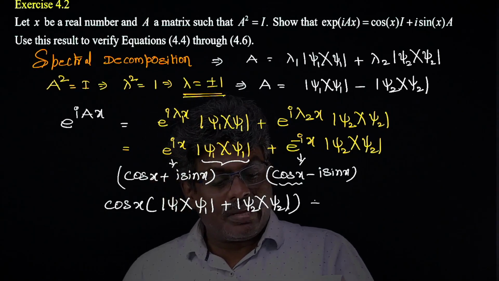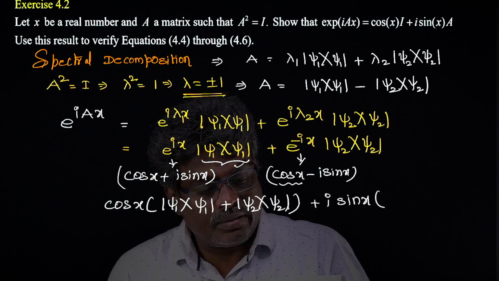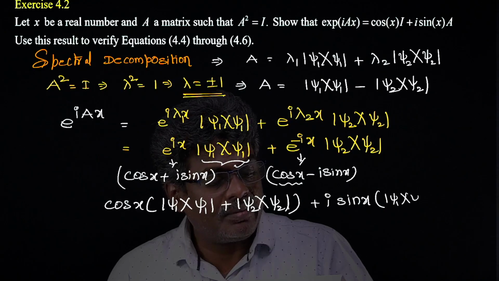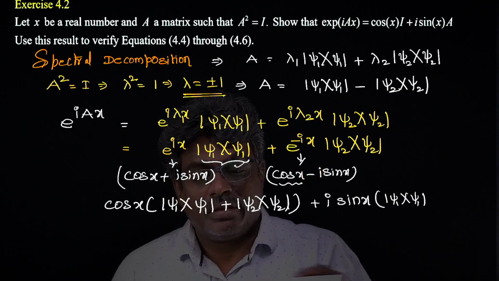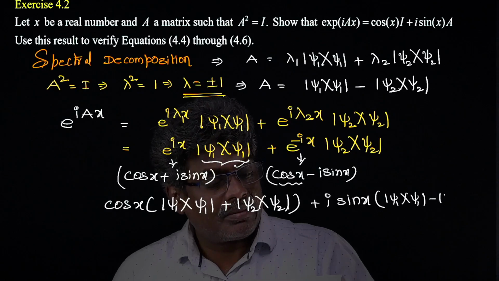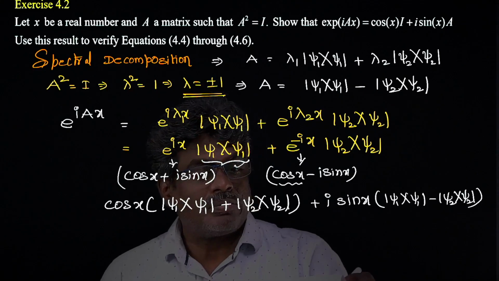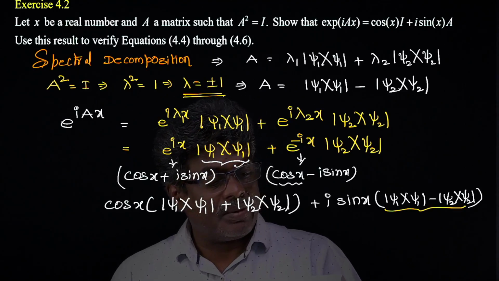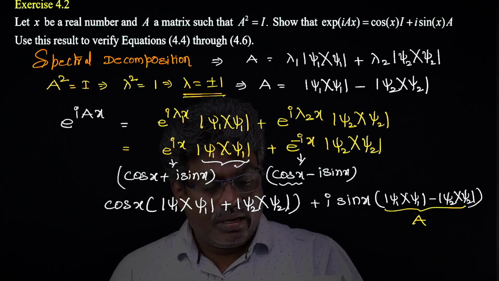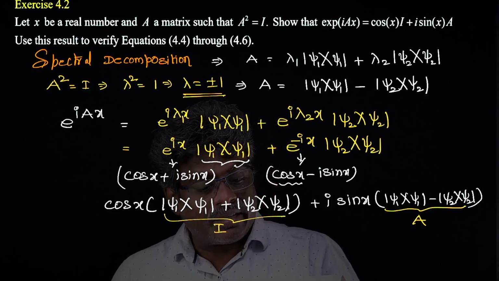Next after that I am taking plus i and sin x common. Then if I take sin x common, here I will get the outer product of psi 1, and because of the minus sign here, I will get minus psi 2 outer product. Now if you observe carefully, this is nothing but the outer product form of A, so I can write it as A. And in the other one, the eigenvalues are 1 and 1, so this is nothing but the identity matrix.